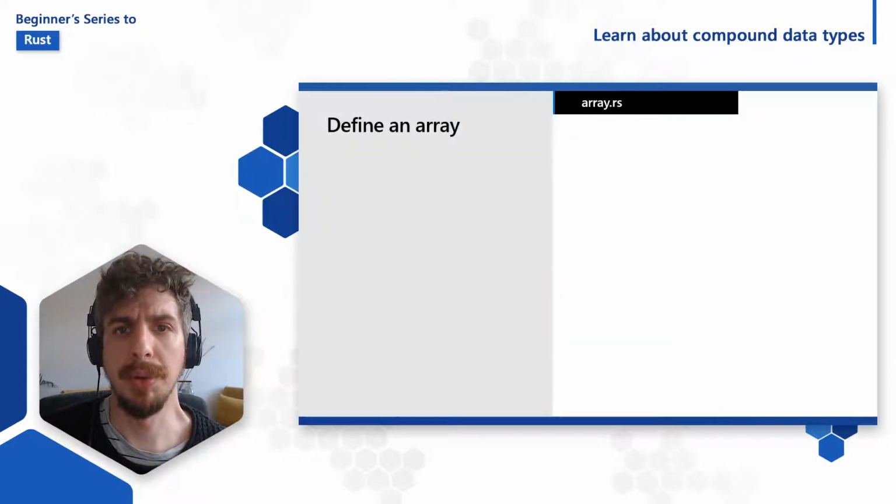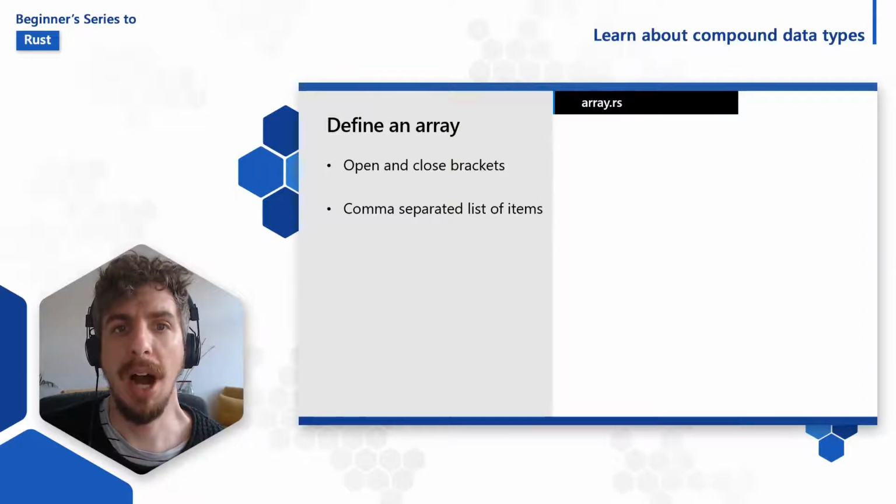Declaring arrays is simple. They begin and end with opening and closing brackets, and contain a comma-separated list of items. If you need to provide an explicit type, array types are written as an opening and closing bracket around the type of the array's items, a semicolon, and the length of the array. Of course, Rust usually can infer the type of the array for you.